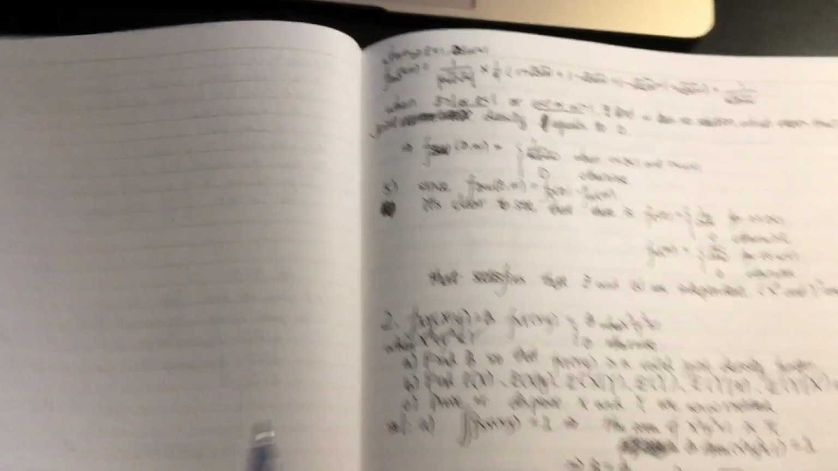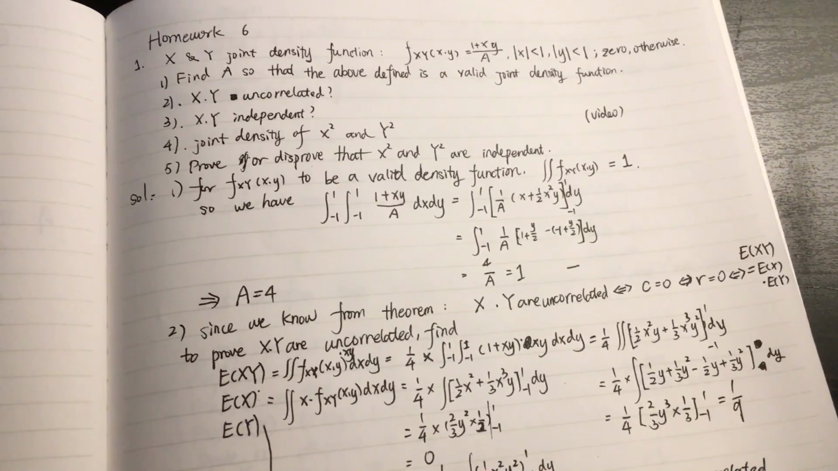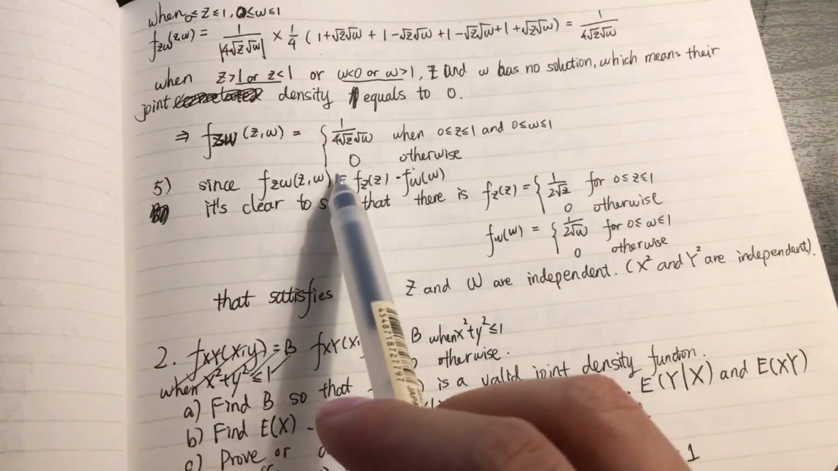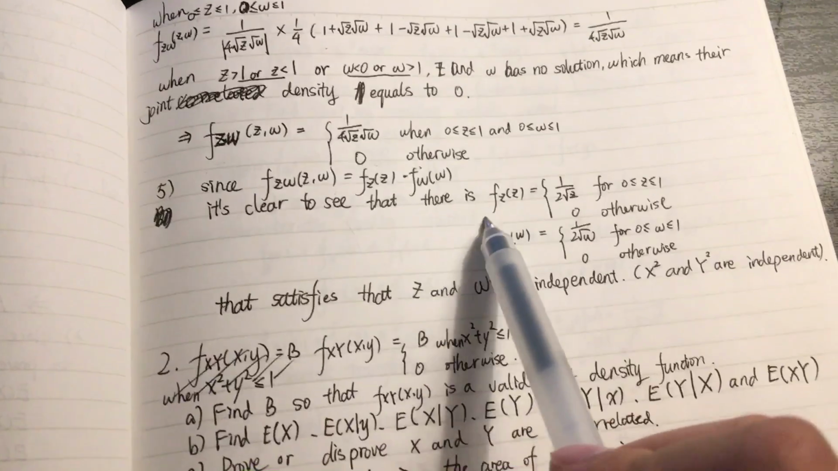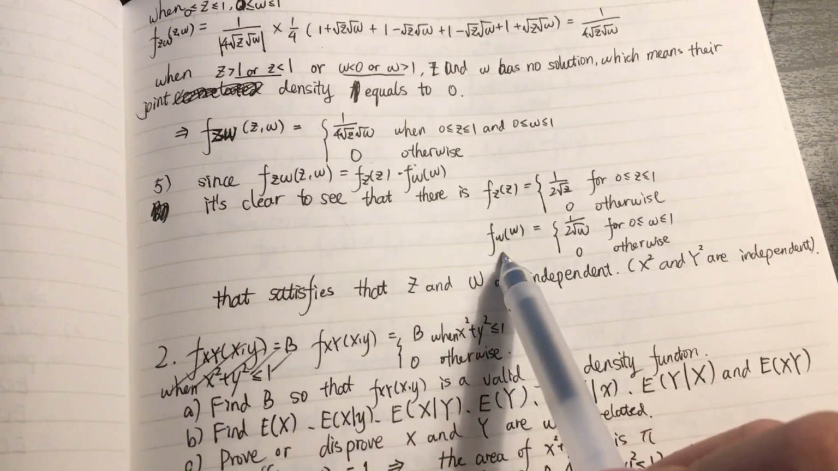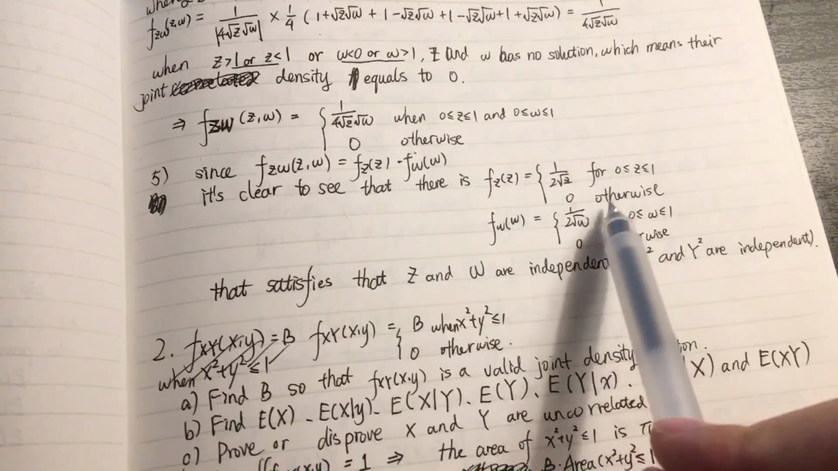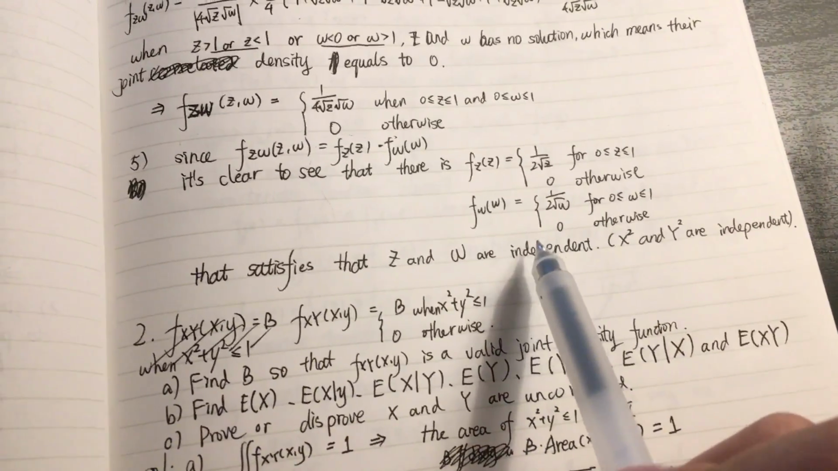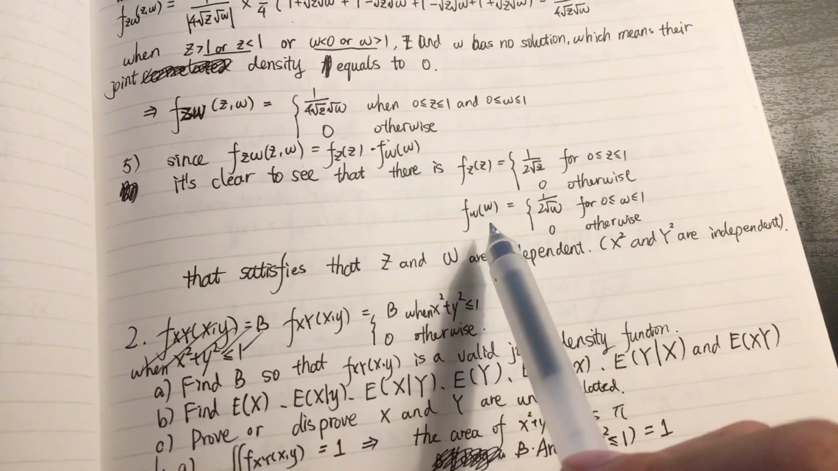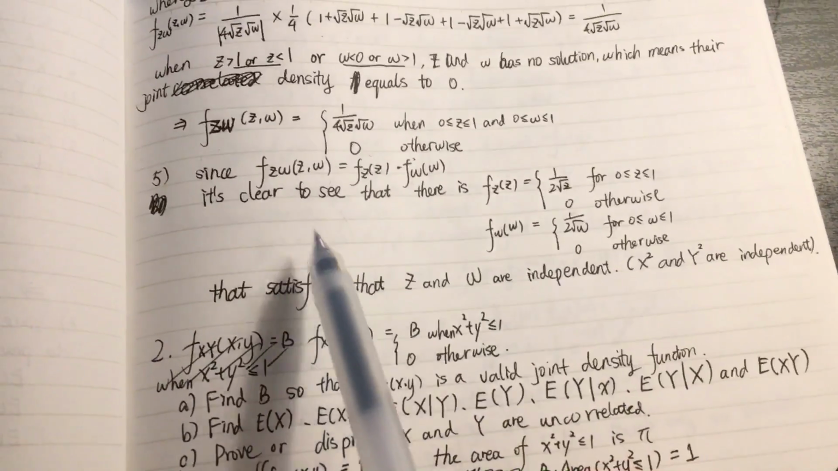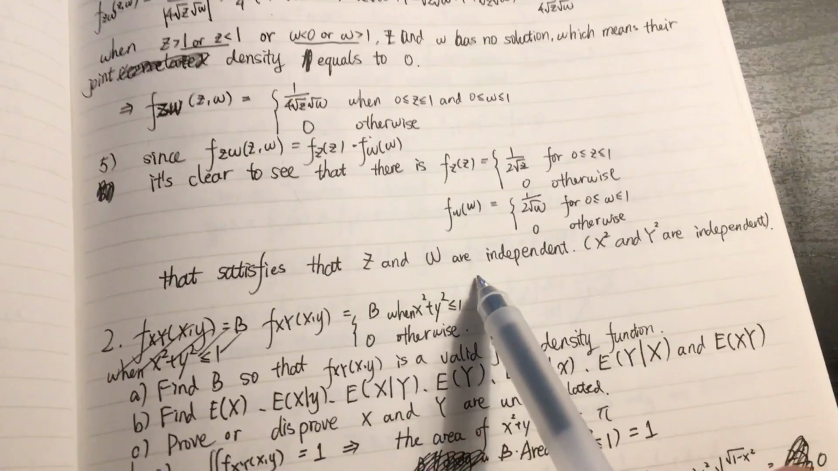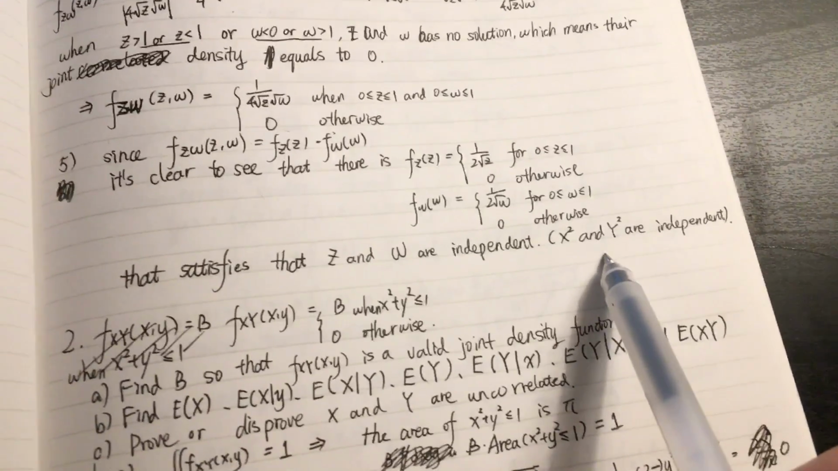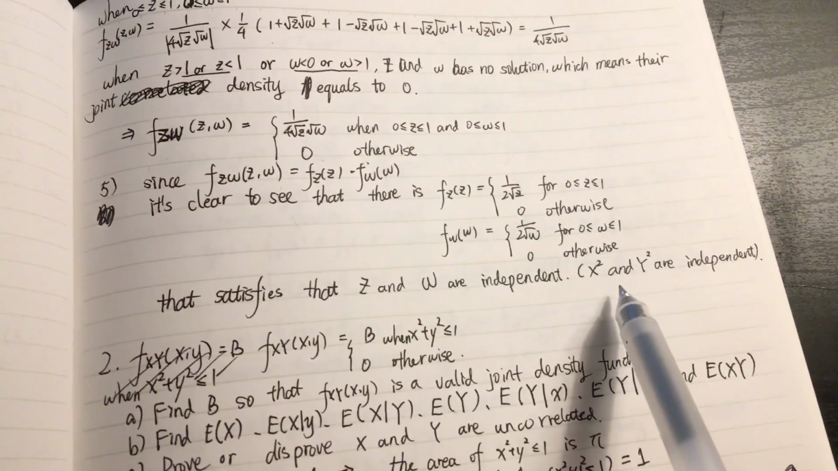For the fifth question, we are to prove that X squared and Y squared are independent. As I just described in the fourth question, the density function of Z and the density function of W can be written like this when Z and W take appropriate values. We can see that f(z) times f(w) is exactly equal to f(z,w), which indicates that Z and W are independent, which means that X squared and Y squared are independent. So here is the end of this video.